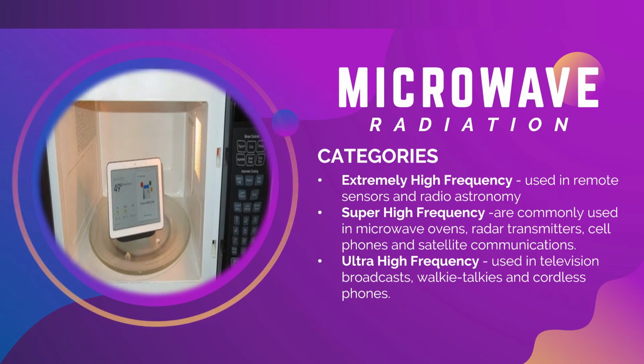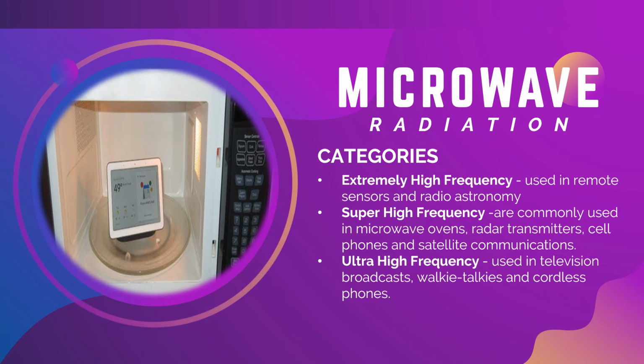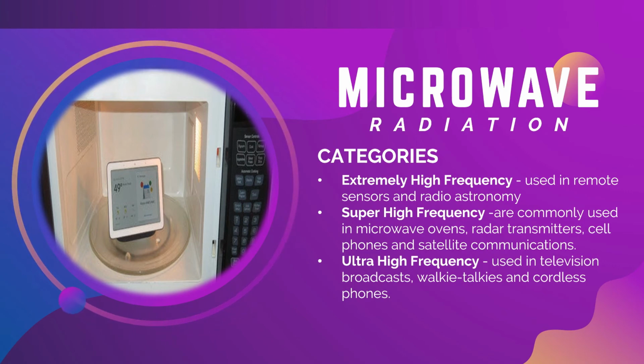We have different categories of microwave radiation. You have the extremely high frequency, super high frequency, and ultra high frequency. So, different objects emit different types of microwave radiation. For example, EHF is used in remote sensors and radio astronomy, while super high frequency is used in ovens, transmitters, cell phone, and satellite communications. And ultra high frequency is used in television broadcasts, walkie-talkies, and cordless phones.